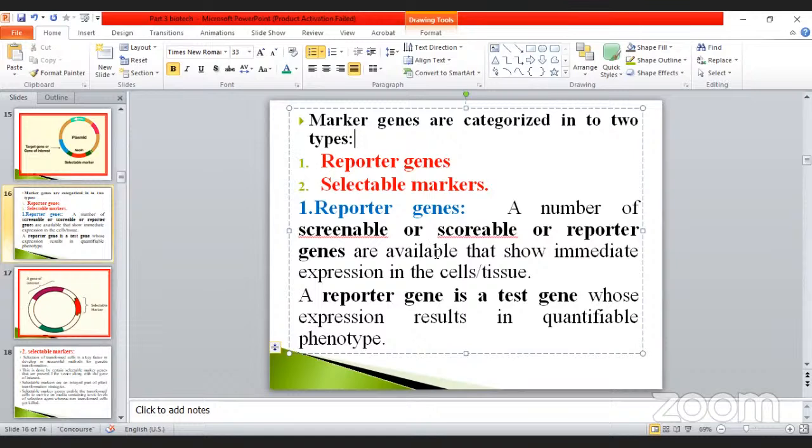Reporter genes: a number of screenable and scoreable reporter genes are available that show immediate expression in the cell and tissues. A reporter gene is a test gene whose expression results in a quantifiable phenotype. That is very, very important. Quantifiable means how much quantity is there. It has a specific quantity. It is important to know the percentage, how it will be expressed phenotypically.